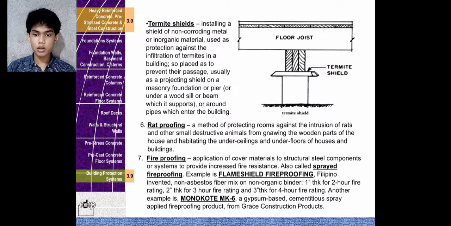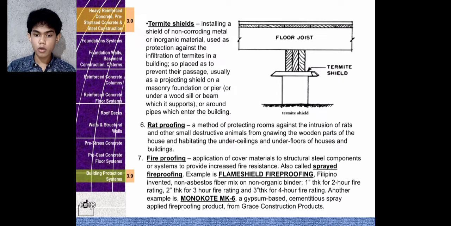Last one is going to be fireproofing. Application of cover materials to structural steel components or systems to provide increased fire resistance, also called spray fireproofing. An example of this is the Flame Shield fireproofing. Filipino invented non-asbestos fiber mix or non-organic binder, 1 inch thick for 2-hour fire rating, 2 inches thick for 3-hour fire rating, and 3 inches thick for 4-hour fire rating.